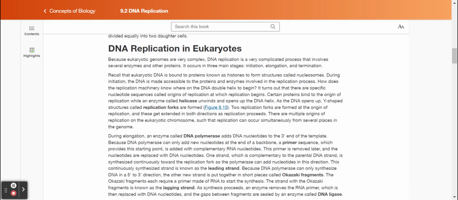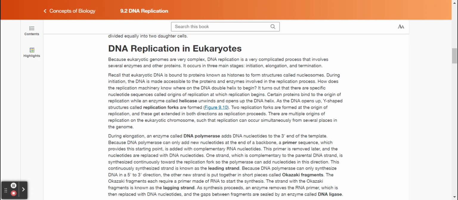DNA replication in eukaryotes. Because eukaryotic genomes are very complex, DNA replication is a very complicated process that involves several enzymes and other proteins. It occurs in three main stages: initiation, elongation, and termination. Recall that eukaryotic DNA is bound to proteins known as histones to form structures called nucleosomes. During initiation, the DNA is made accessible to the proteins and enzymes involved in the replication process.